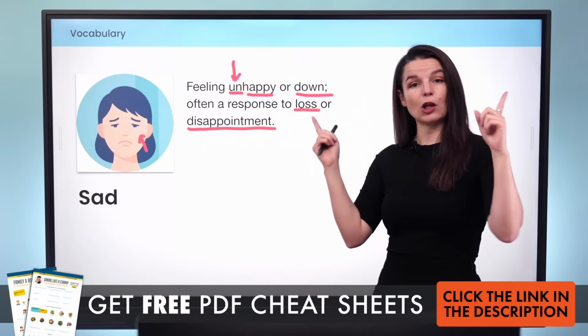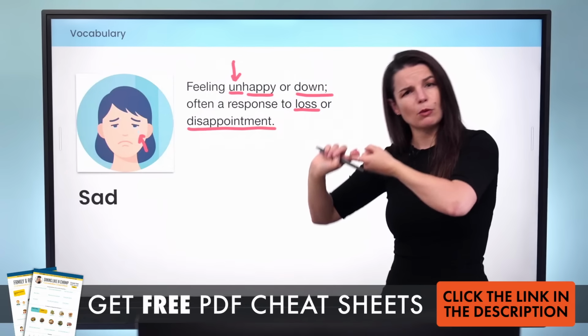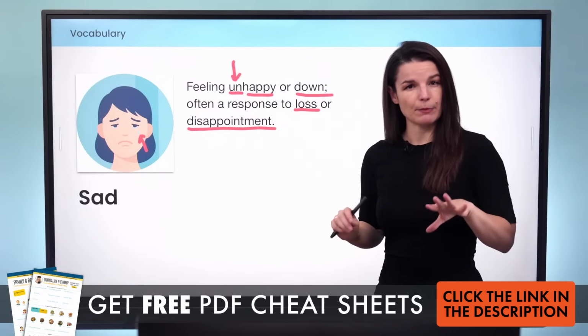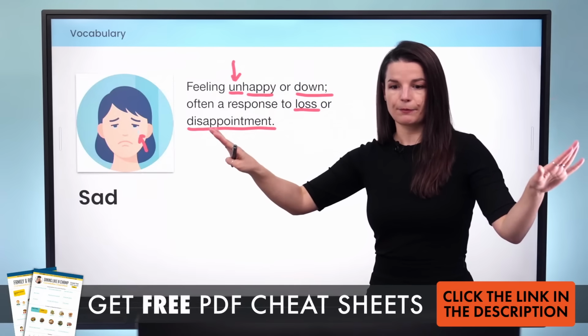So sad and lonely, sometimes we feel together, right? Maybe we miss our friends or we miss our family members. But sad and lonely are different feelings. Yeah, okay.